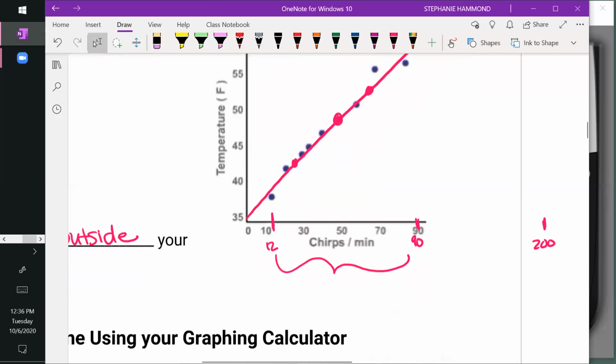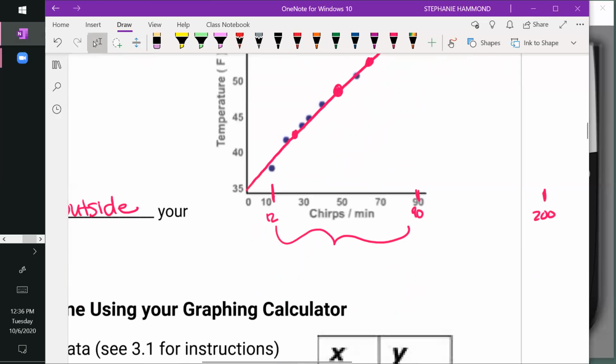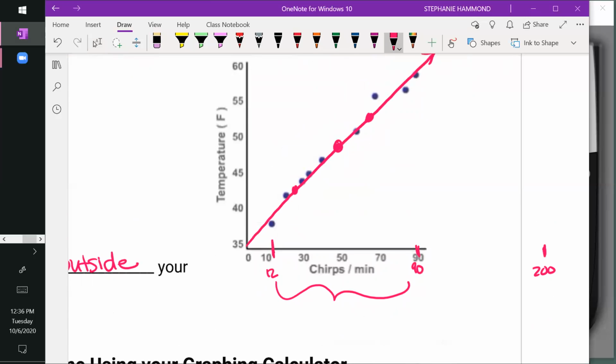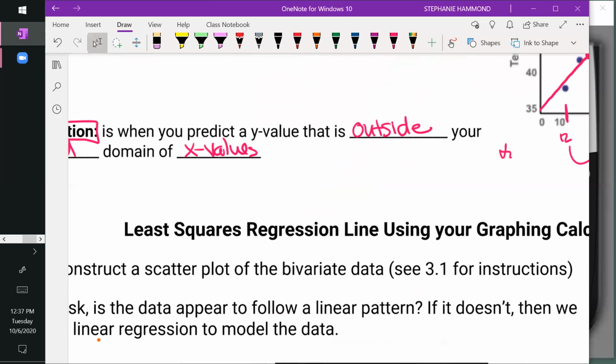So again, that's why we call it extrapolation. We can only make predictions for a given domain of x values. Anything outside of that, whether it's below or above, we cannot do. So when they ask you to, you just have to say extrapolation. That x value is outside of our observed domain, and then move on.